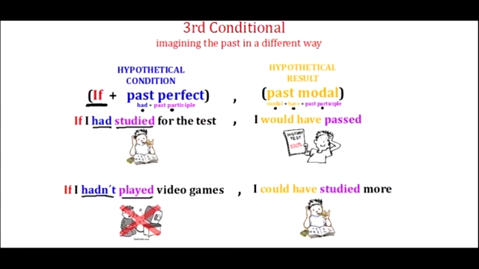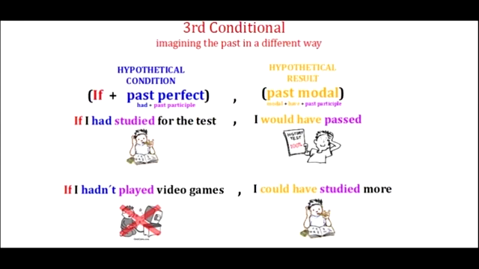And the hypothetical result is the past modal. I would have passed, past modal. Or I could have studied. That's also a past modal. Okay? So let's take a look at what we can do with this grammar, okay? Notice that when I use my hypothetical condition first, right? If I had studied for the test, I use that comma to separate that from my hypothetical result. I would have passed, right?